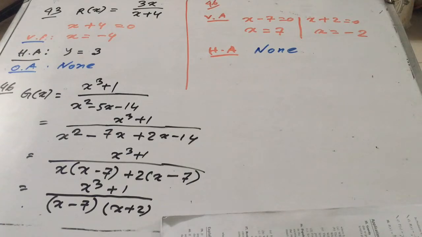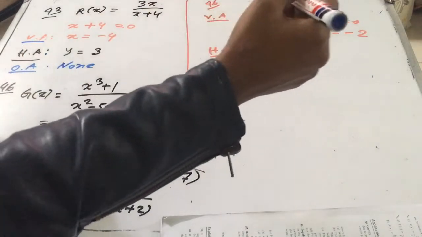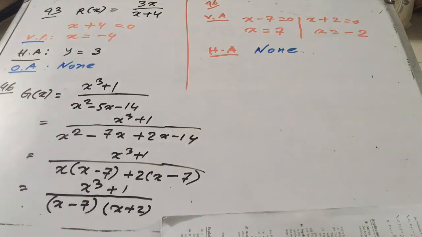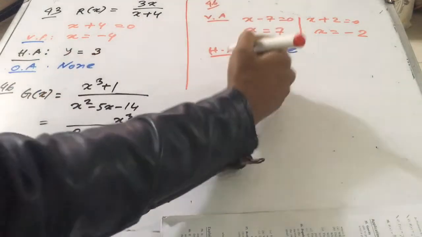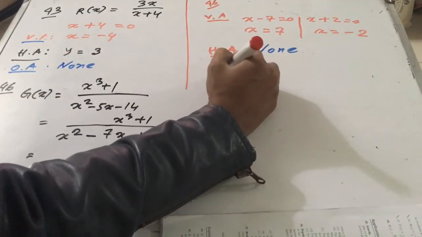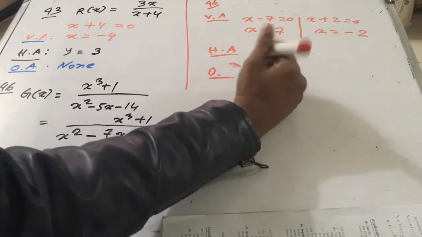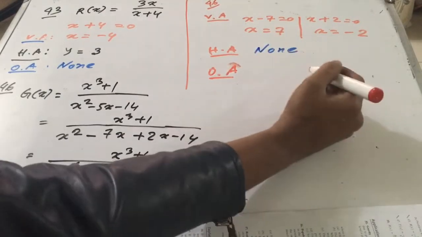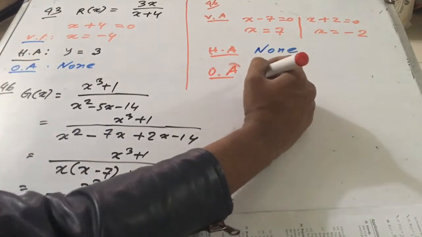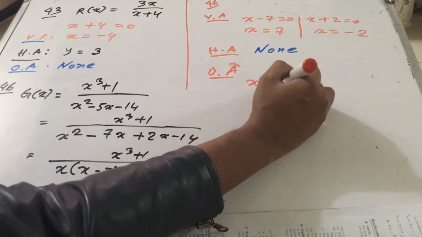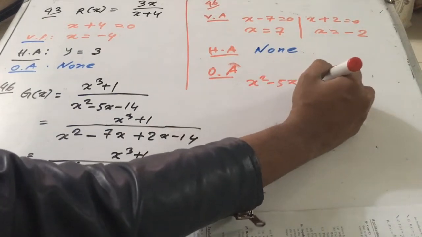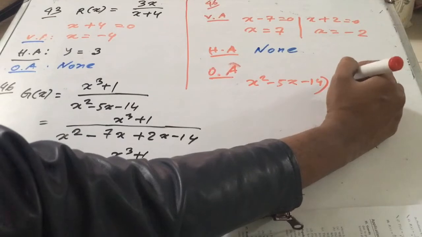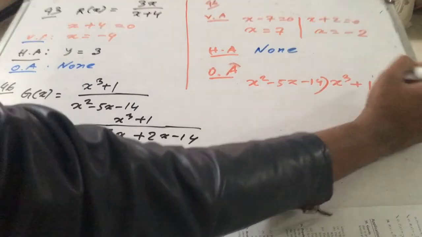And finding the oblique asymptote is kind of engaging, you have to do some maths, some calculations. Now we'll try to find the oblique asymptote. To find the oblique asymptote, we have to divide x squared minus 5x minus 14 by x cubed plus 1.